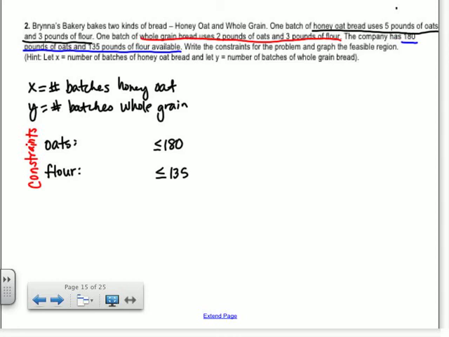Yeah, Gabby, what do you think? 5x plus 2y. Did you guys see where she got that? 5x plus 2y is less than or equal to 180. So when we talked about oats, we had 5 pounds of oats, so that was up here. And then we used 2 pounds of oats for the whole grain. So for 1 batch, it was 5 pounds. But we didn't use 1 batch. We used x batches of honey oats, right? So x times 5. And y batches of whole grains, so 2 times y. You got it?